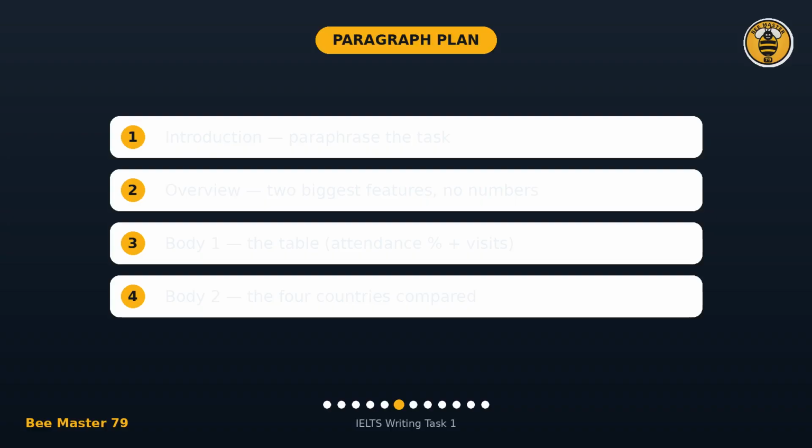Our answer has 4 paragraphs: an introduction that paraphrases the task, an overview with the 2 biggest features and no numbers, body 1 for the table, and body 2 for the 4 countries.